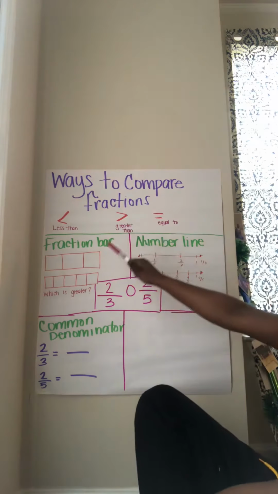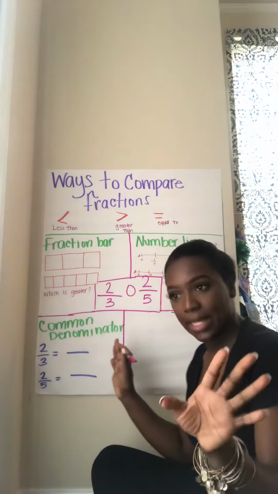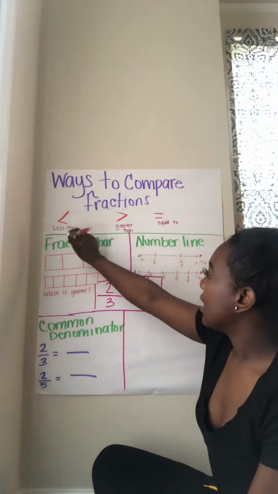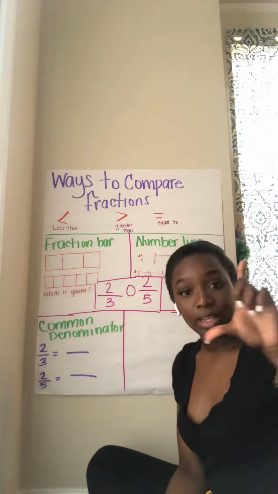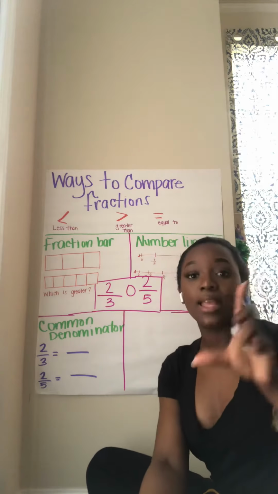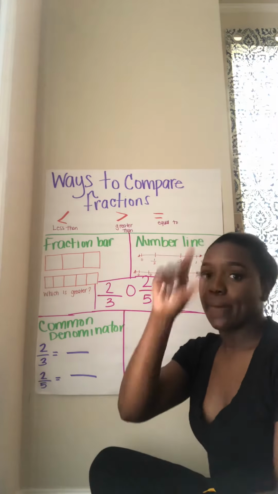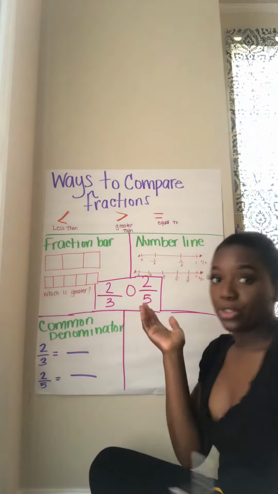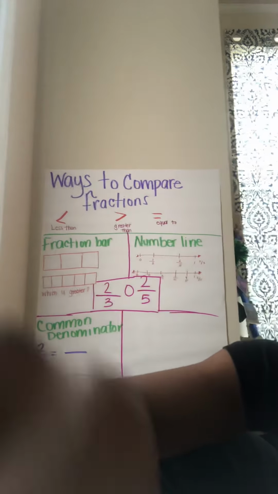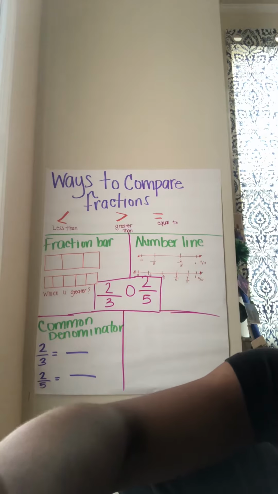Alright, so the first thing that I'm going to do is just quickly go over the symbols. So less than is like an L, like I tell my students, L is less than, and then backwards L is greater than, and of course you have the equal sign, which is equal to.